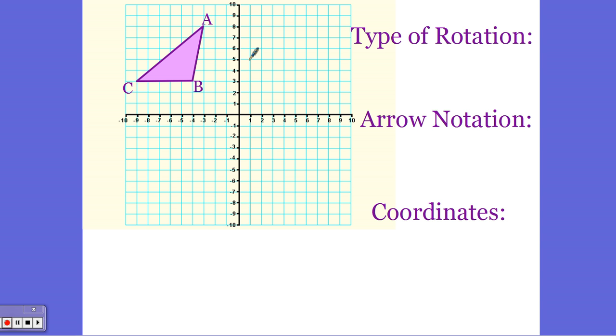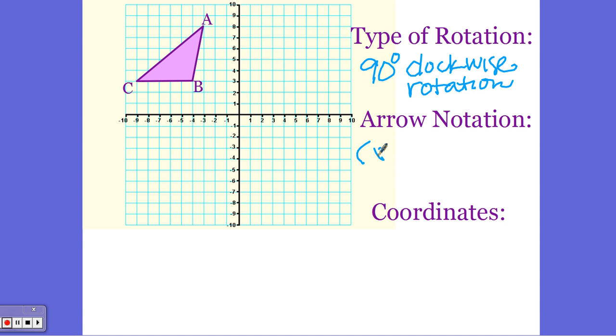So here I have a pre-image. Let's say that I want to rotate it 90 degrees clockwise. A 90 degrees clockwise rotation. The arrow notation, if you recall, said that my first value is now second with a sign change. Second value is now first and stays the same.